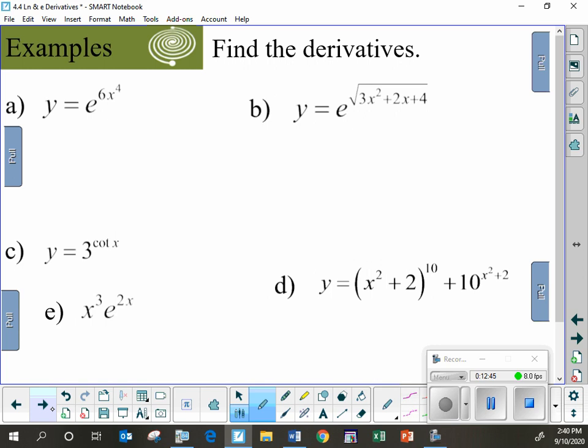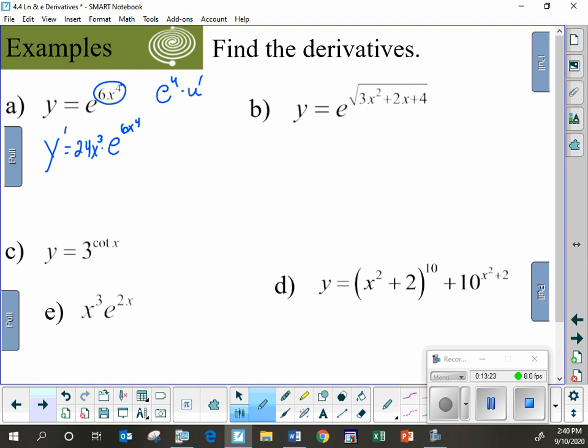All right, on the back side, we actually get into some practice of taking derivatives of e's and other bases. So I'm identifying my u right here, and I know the pattern goes e to the u times u prime for this derivative. So I'm going to have e to the 6x to the 4th because the derivative of e is itself, and then I need to take the derivative of the exponent, and it looks like that's going to turn out to be 24x cubed times e to the 6x raised to the 4th.